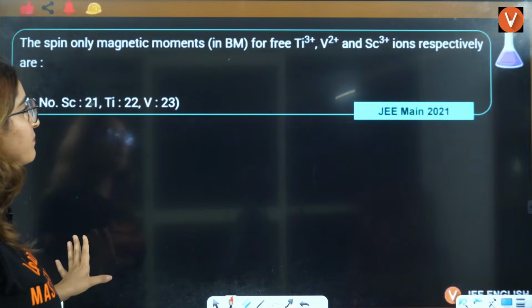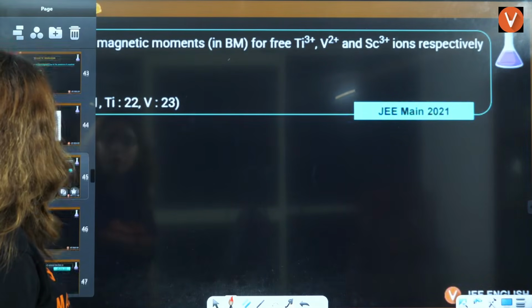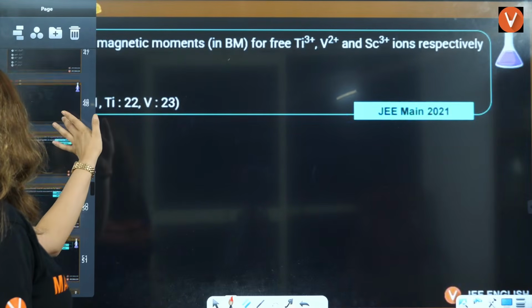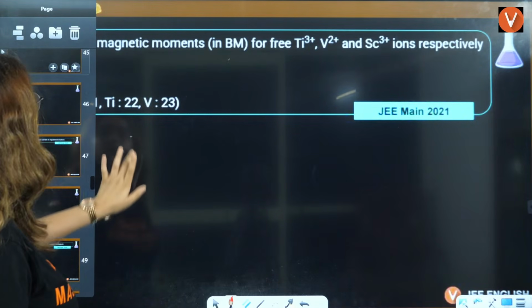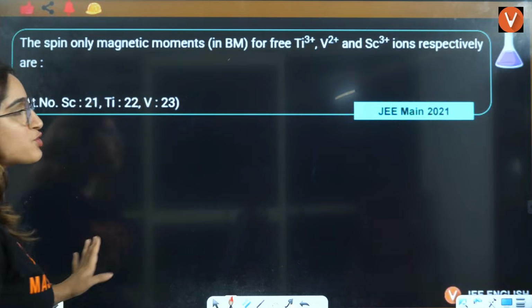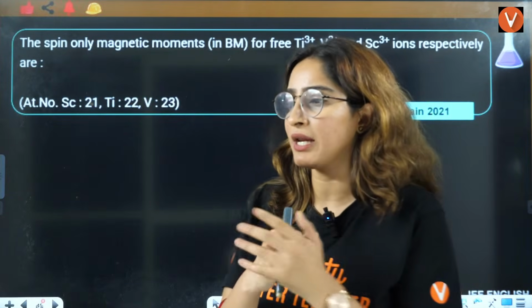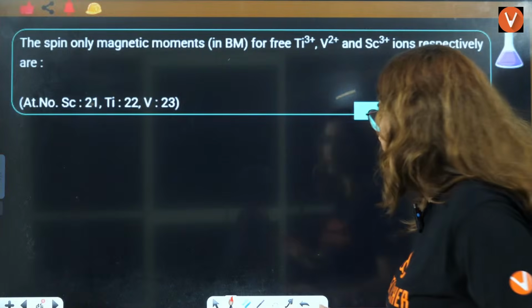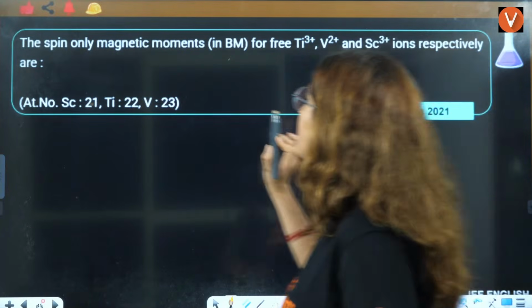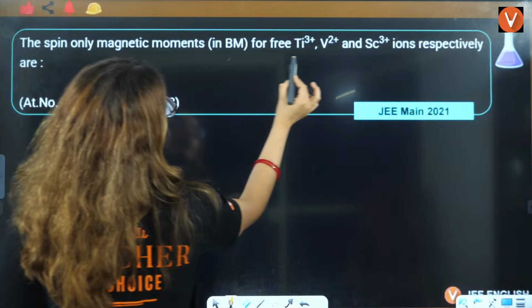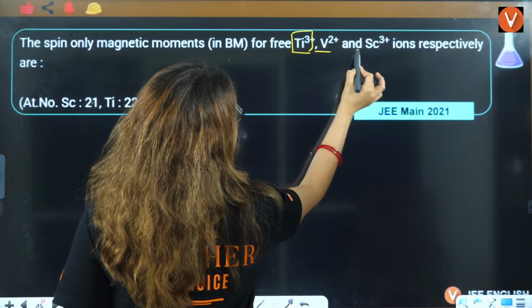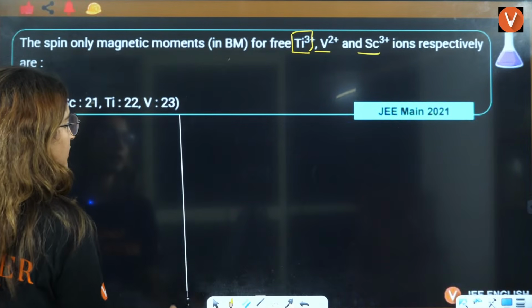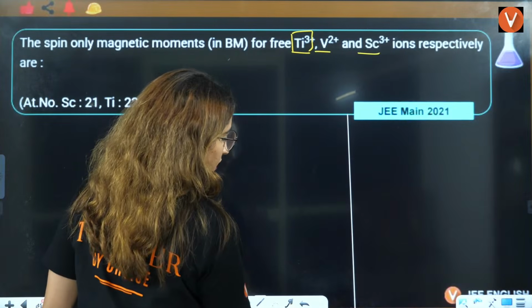Okay, right? Now, how do you define that? I'll show you from these two questions how to actually write down the magnetic moment. Okay, let's see that. Spin only magnetic moment in titanium, vanadium, and scandium. Three things are given to us. Okay, let's do this.